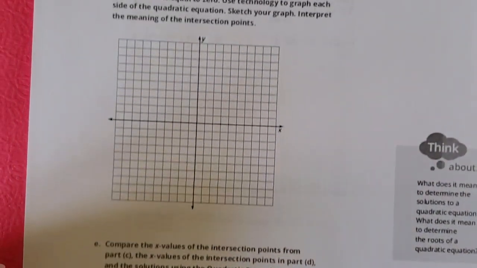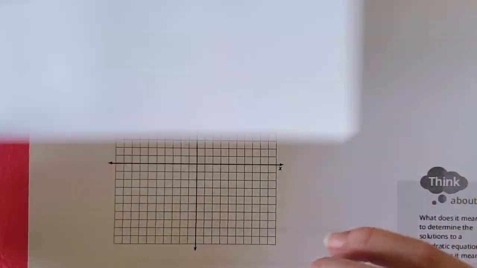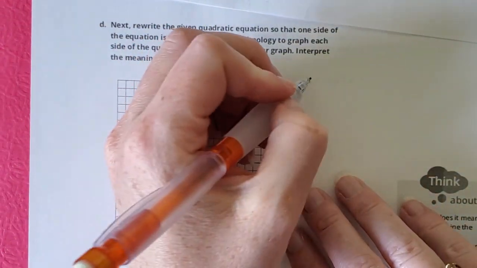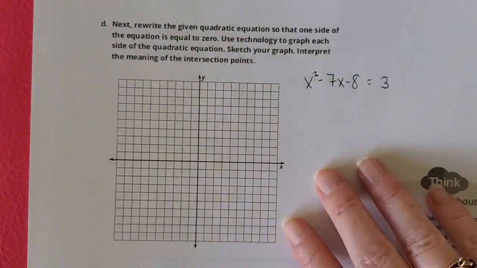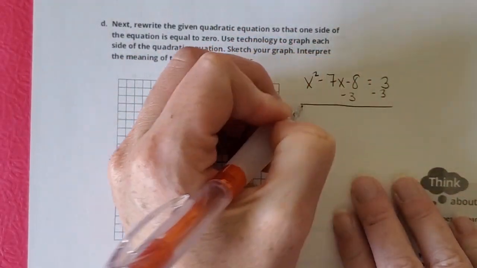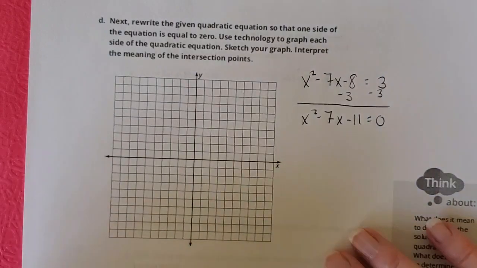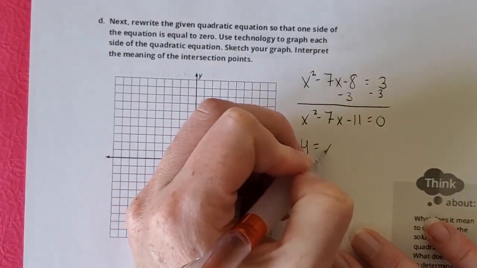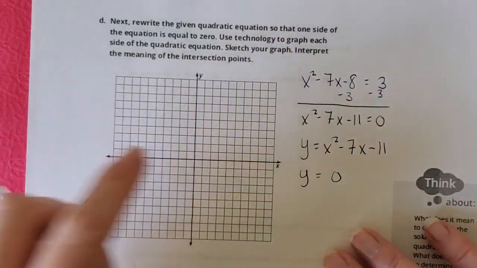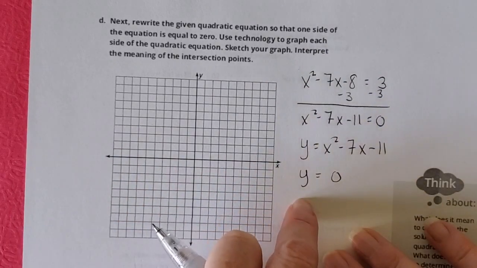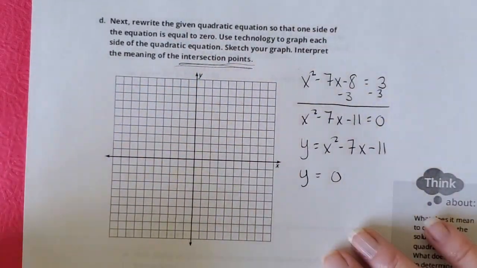For D, it says next rewrite the equation so that one side of the equation is equal to 0. So we're taking the same equation, which was x squared minus 7x minus 8 equals 3. And we're going to solve equal to 0. So I'm going to minus 3. x squared minus 7x minus 11 equals 0. And then it says use technology to graph each side. So now we're going to graph y equals x squared minus 7x minus 11, and separately y equals 0. Graph those on here using, again, Desmos or your graphing calculator. And then you're going to interpret the intersection points once again.